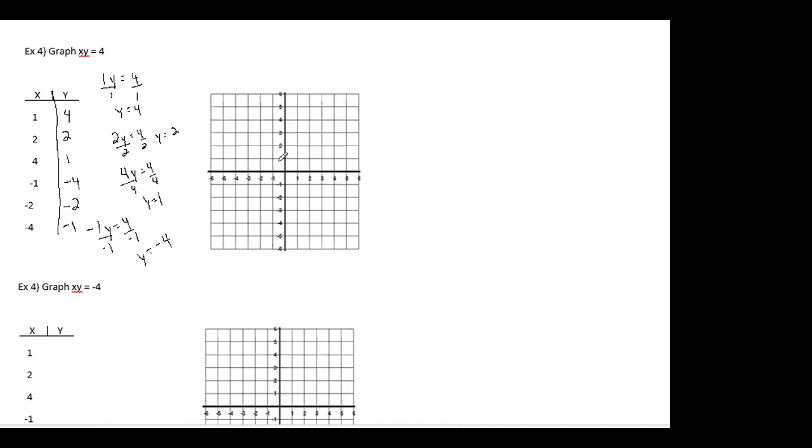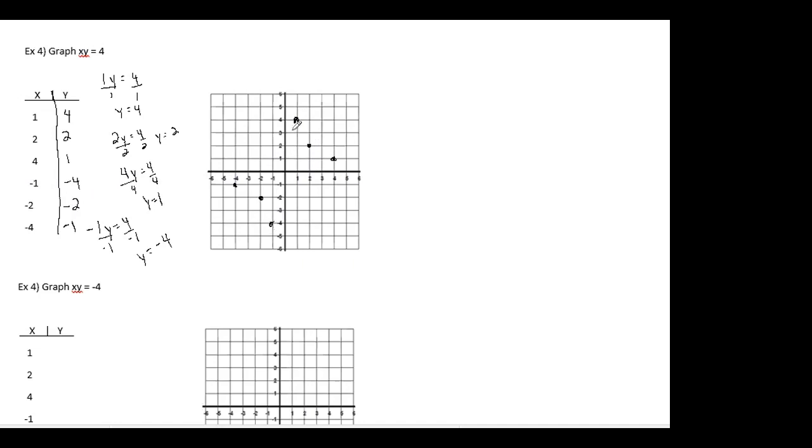So now I'm going to plot these points. X is 1, y is 4. X is 2, y is 2. X is 4, y is 1. And then on the negatives, we have x is -1, y is -4. X is -2, y is -2. X is -4, y is just -1.